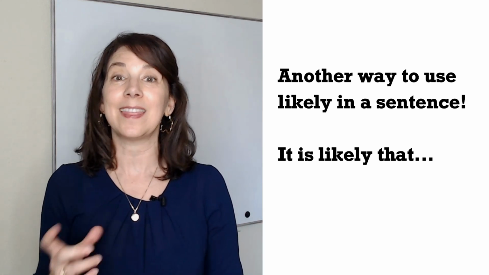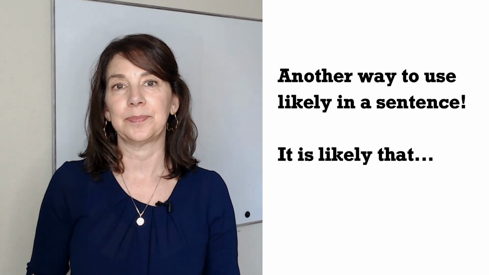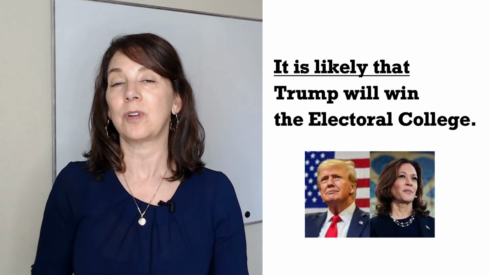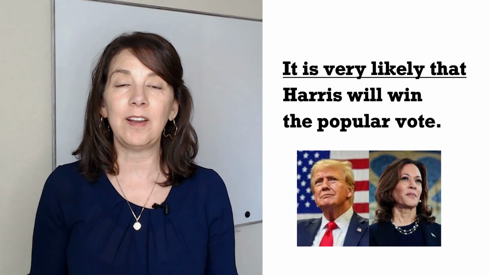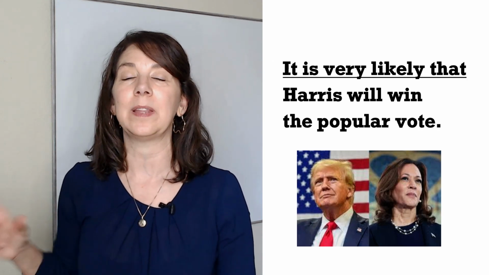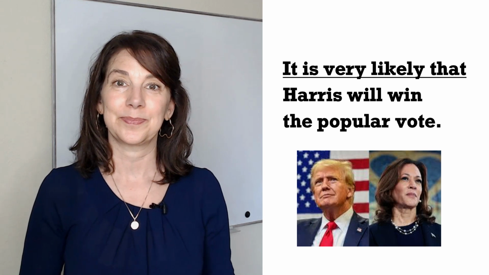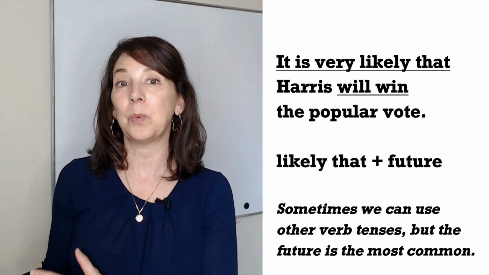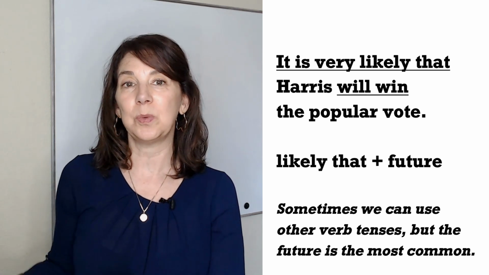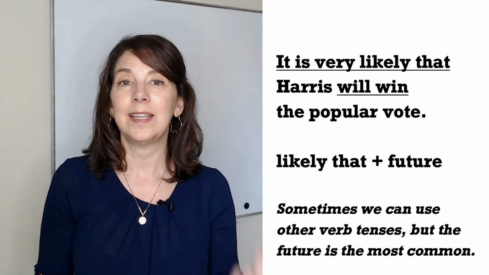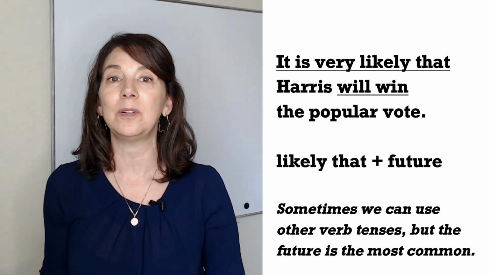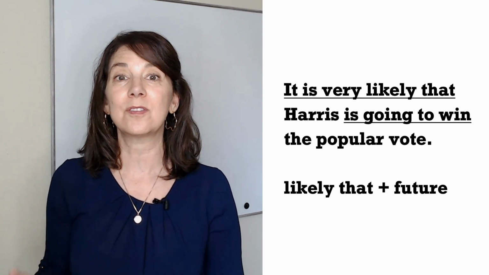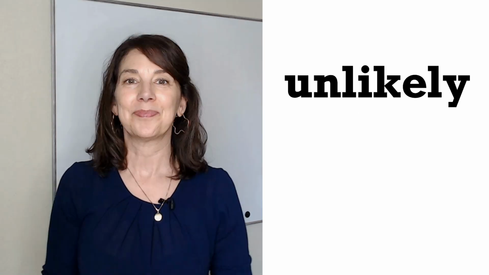Another way that you can make sentences with likely is to use this pattern. It is likely that something will happen. It is likely that Trump will win the Electoral College. It is very likely that Harris will win the popular vote. So if I use the structure, it is likely that something will happen, I'm going to use will here to talk about the future. It is likely that Harris will win the popular vote. Or it is likely that Harris is going to win the popular vote.